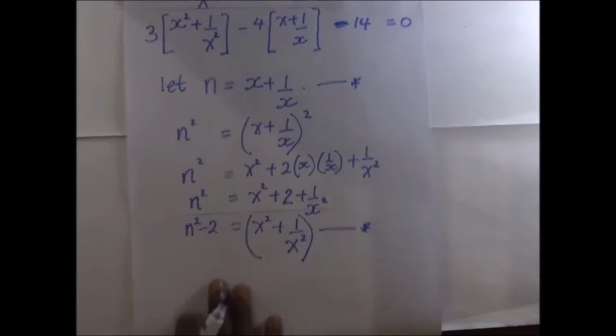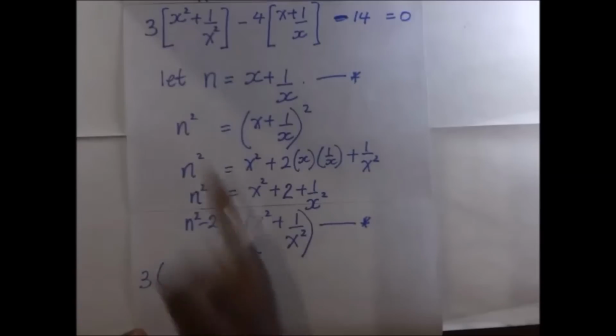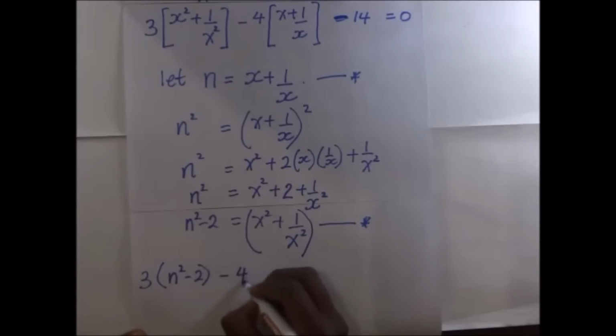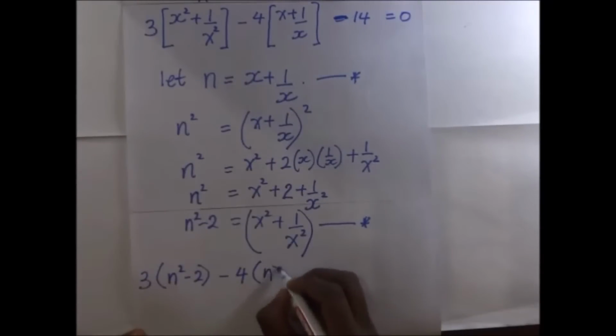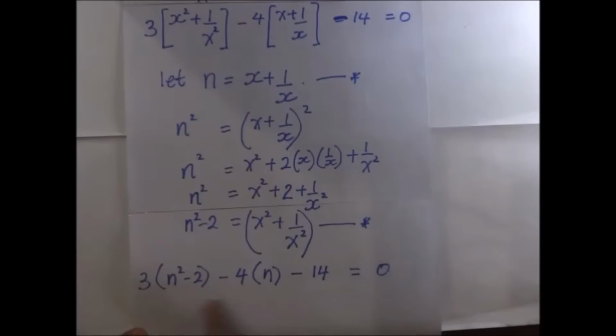So we go ahead. This is going to become 3 into n squared minus 2, which is substituting for that, minus 4 into this, which is n, minus 14, is going to give us 0. So now we concentrate on getting the value of n. We open brackets, formulate a quadratic equation and solve.